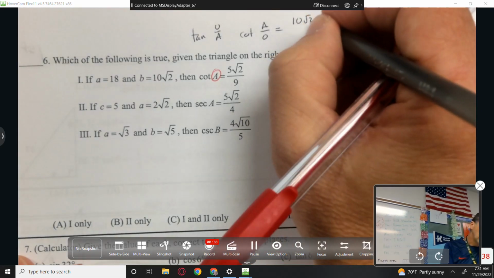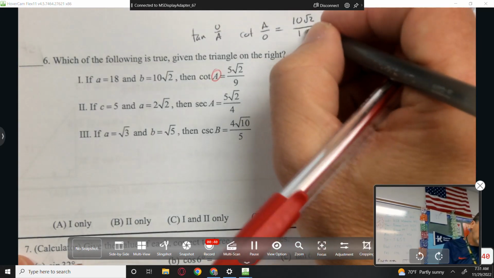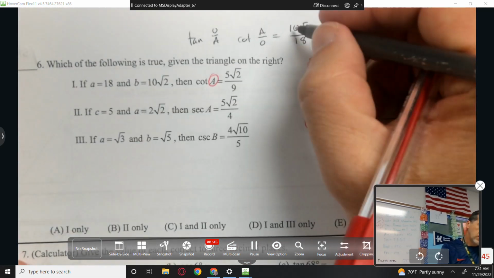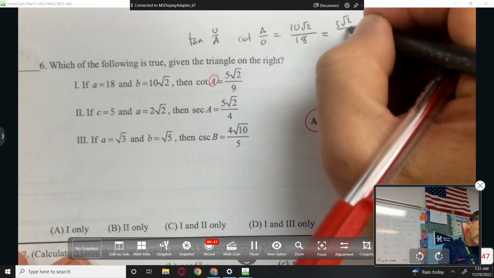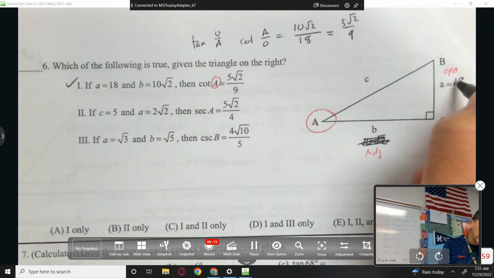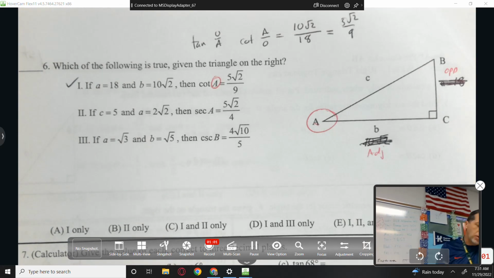So 10 root 2 over 18, which reduces to 5 root 2 over 9. So number 1 is true. All right, statement number 2. If C equals 5, okay, so now I need to be careful. I'm going to mark out my previous problems.